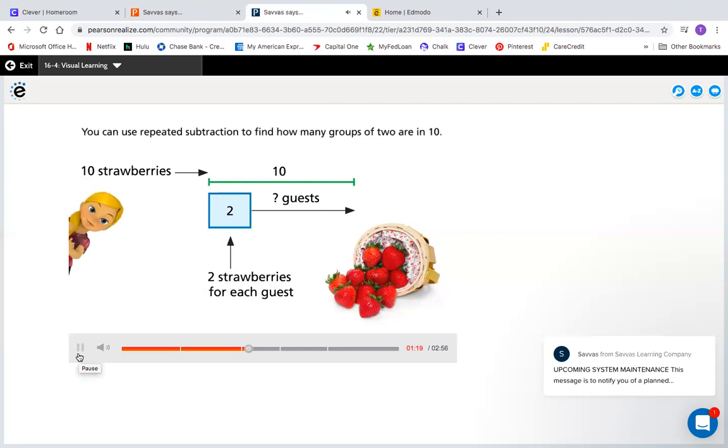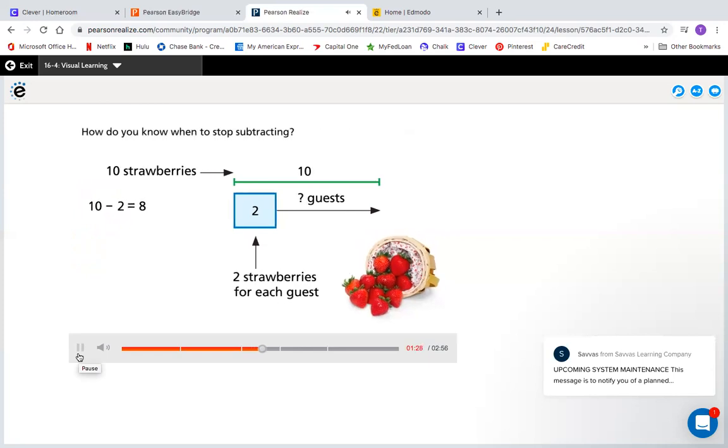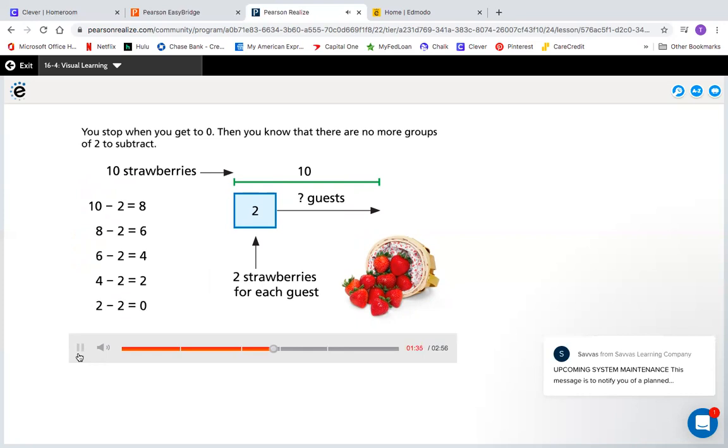You can use repeated subtraction to find how many groups of 2 are in 10. How do you know when to stop subtracting? You stop when you get to 0. Then you know that there are no more groups of 2 to subtract.